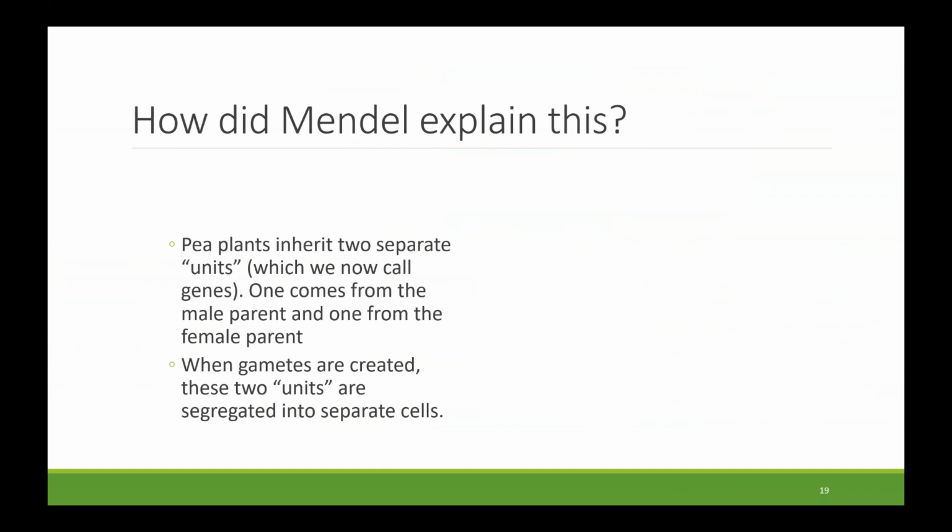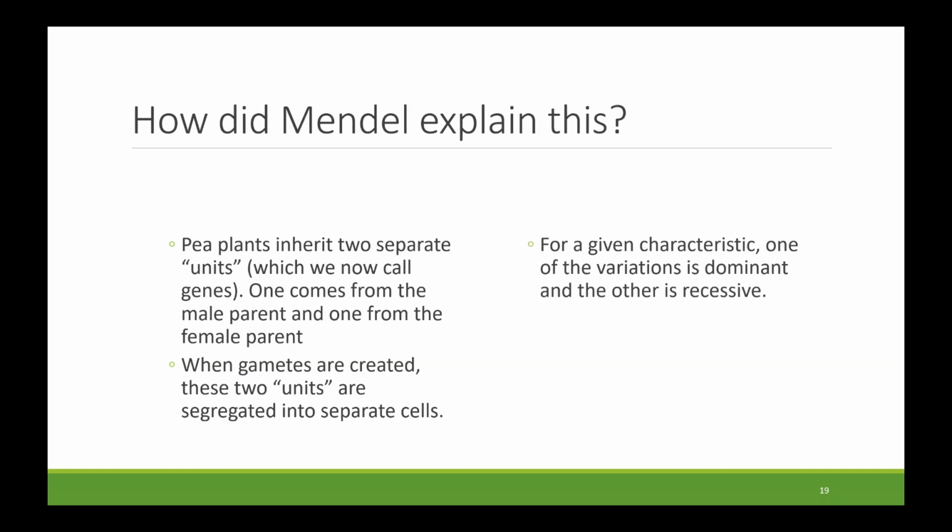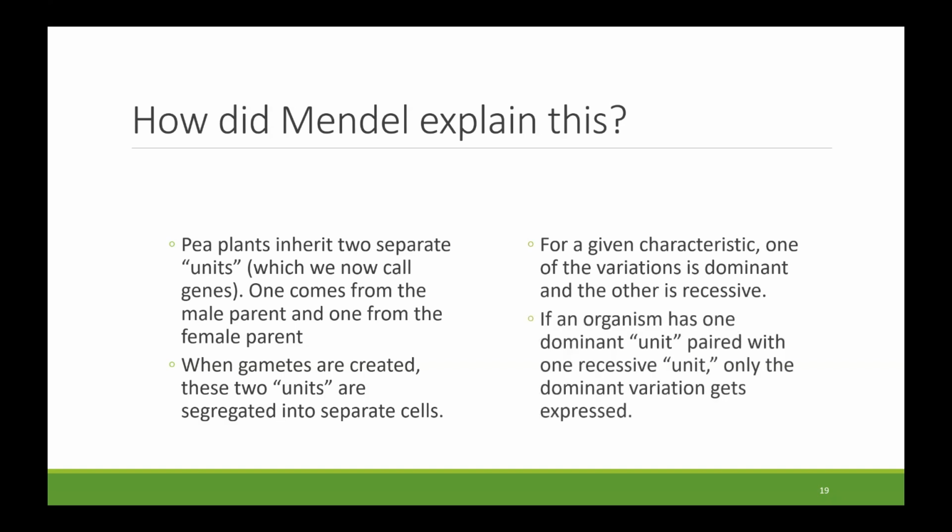So, getting back to Mendel's explanation, this was only part of how he explained what he saw. He also proposed that for a given characteristic, one of the variations is dominant and the other is recessive, meaning that if an organism has one dominant unit paired alongside one recessive unit, only the dominant variation gets expressed.